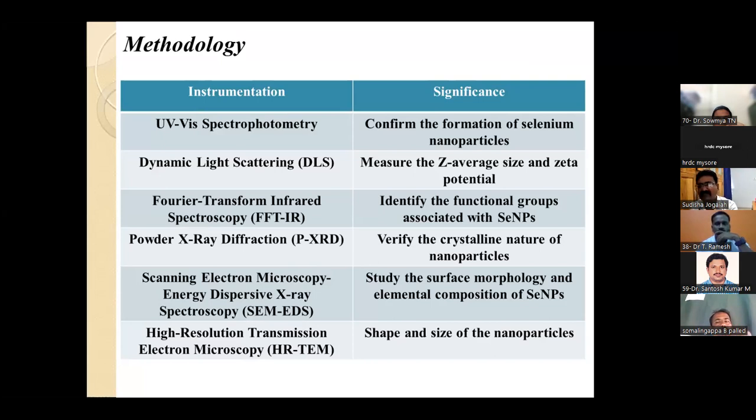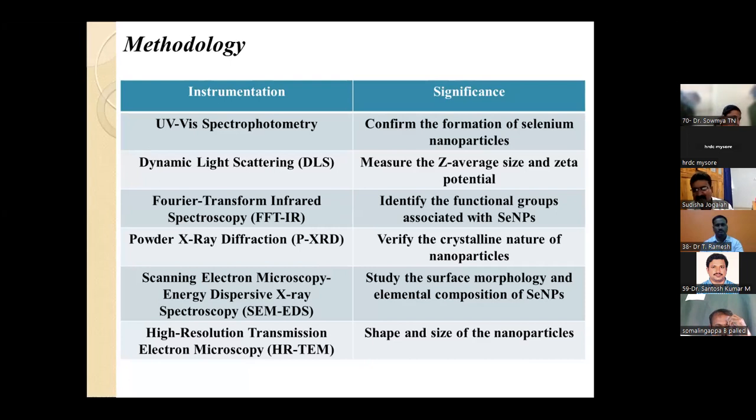These are the significance of the analytical instruments. UV spec is used to see the formation of nanoparticles; I have just given the selenium here. DLS is used to measure the Z-average size and zeta potential, where a negative zeta potential gives high stability. This is what the concept says. And FTIR, of course, is used to know the functional groups associated with the nanoparticles.